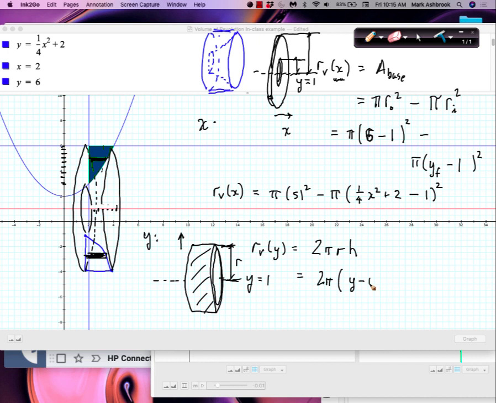All right, so it's going to be 2 pi times y minus 1. It's whatever y is, right? As y changes through here, our independent variable y, whatever the current value of y is, that's the y coordinate of the edge of the shell. So then it's just y minus 1 is the radius.